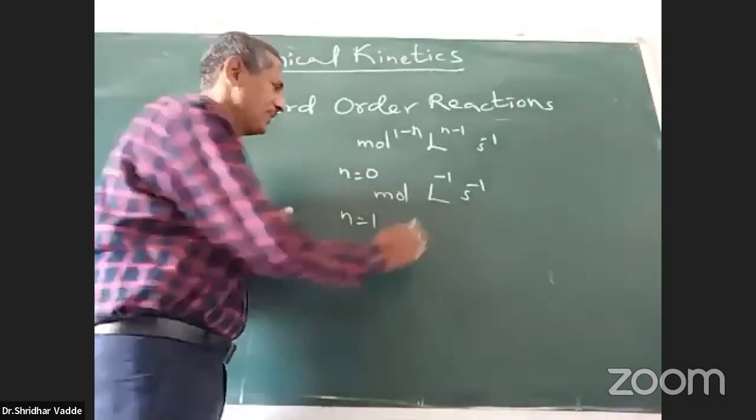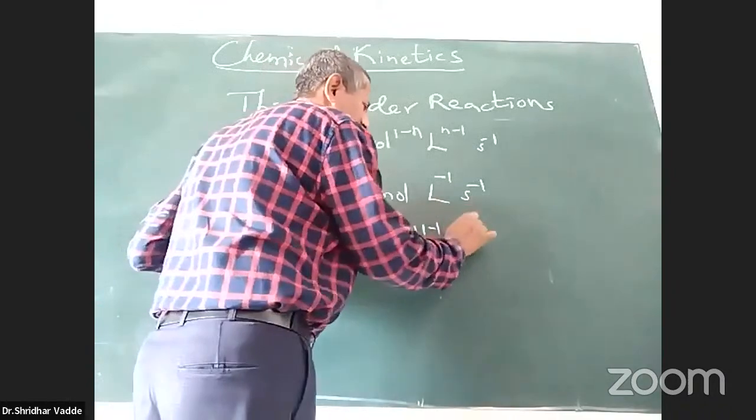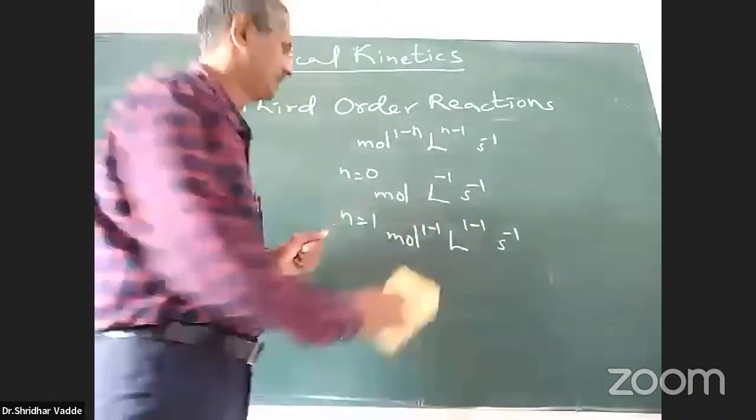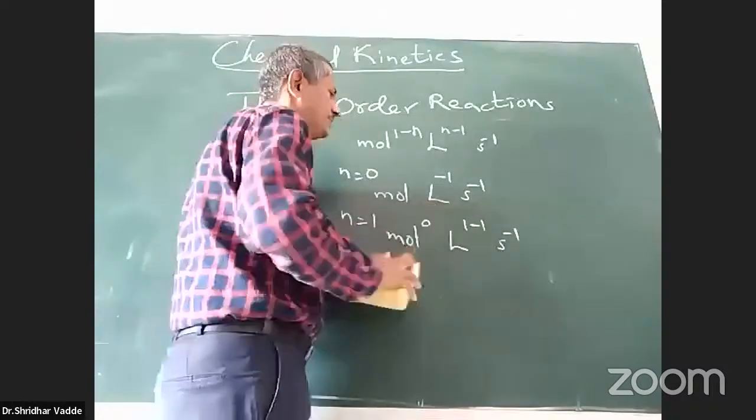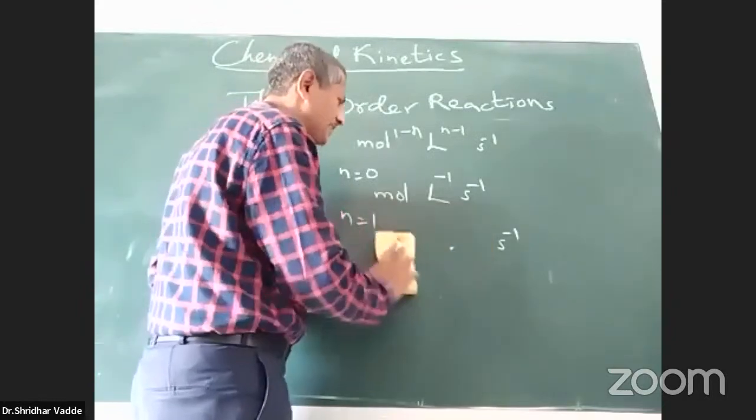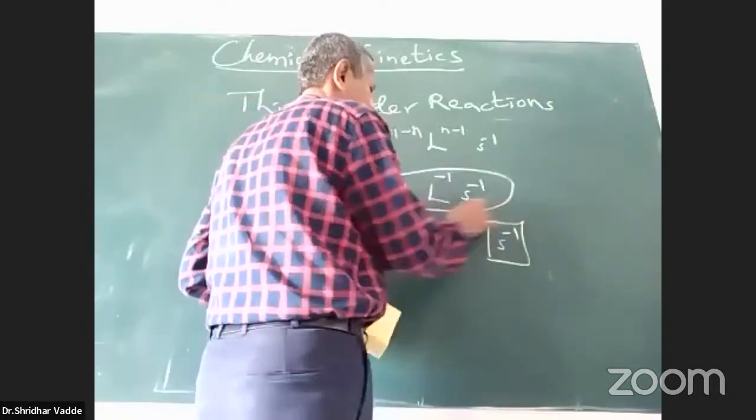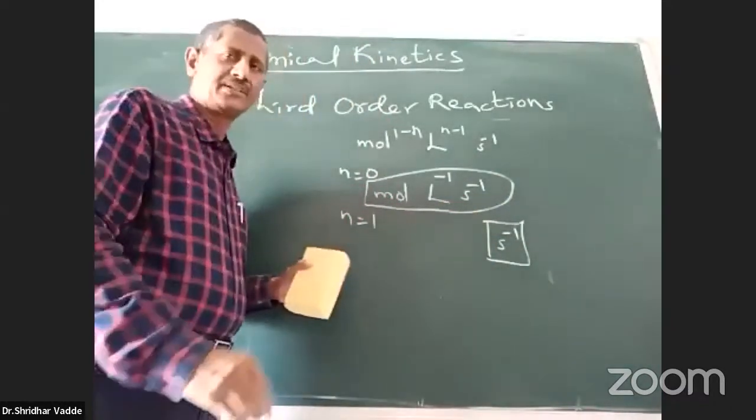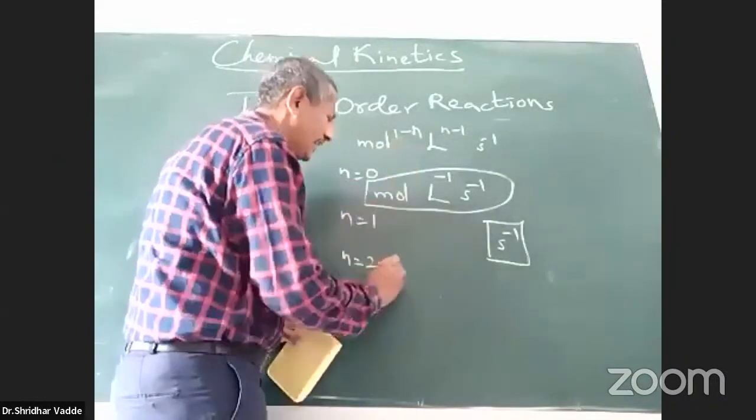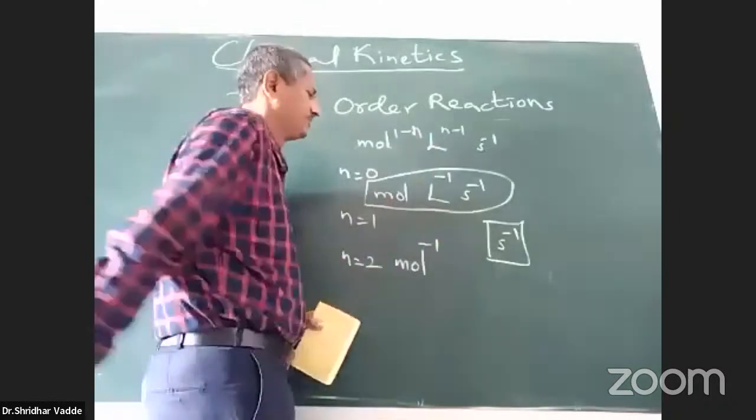That's all. Because we know like this: mole 1 minus 1, liter 1 minus 1, second inverse. This becomes 0, and anything to the power of 0 becomes 1. So therefore, the units of first order reaction is the unit of per second. And if n is equal to 2, what do we write? Mole 1 minus 2 becomes minus 1.